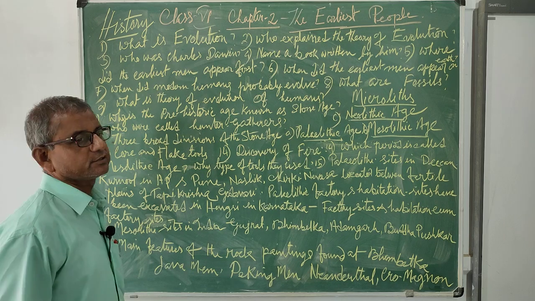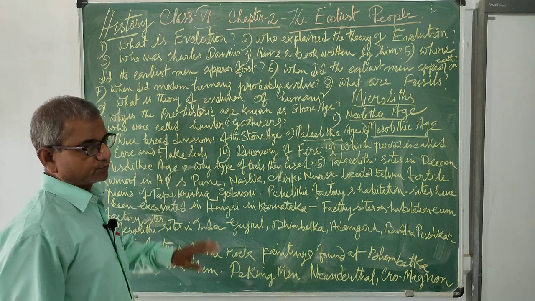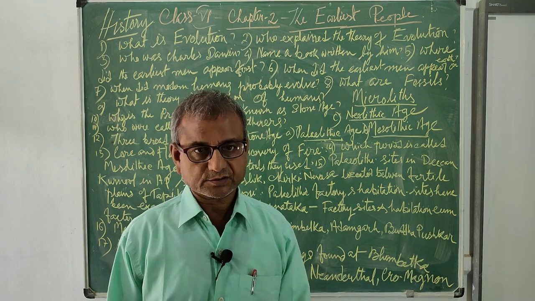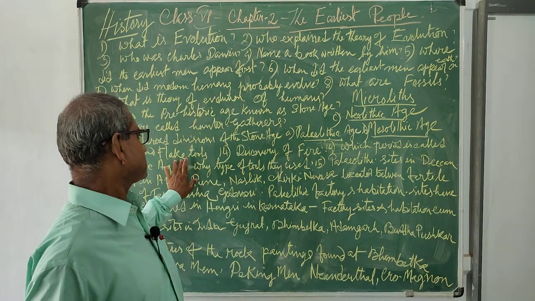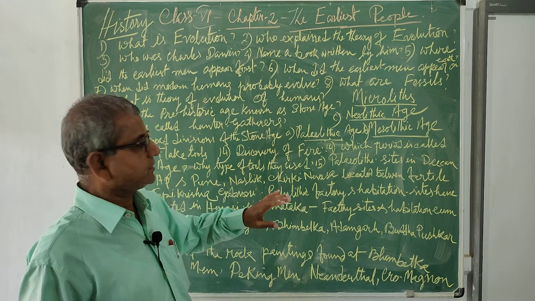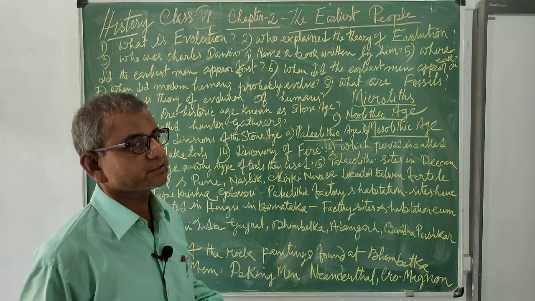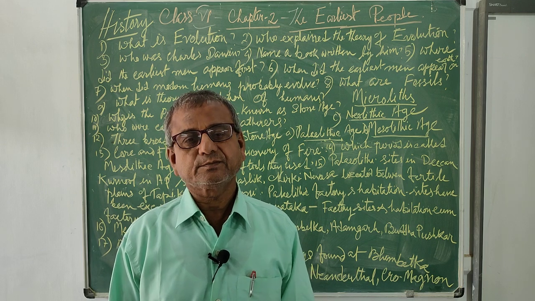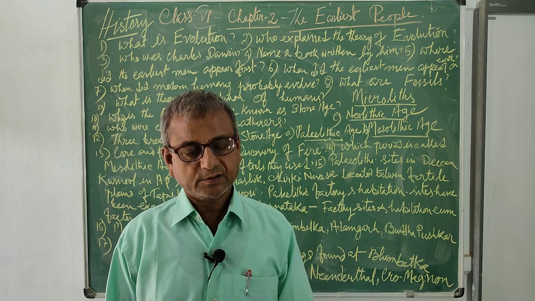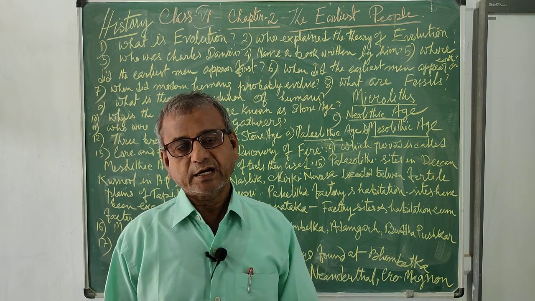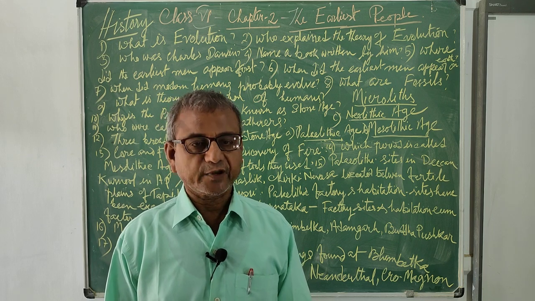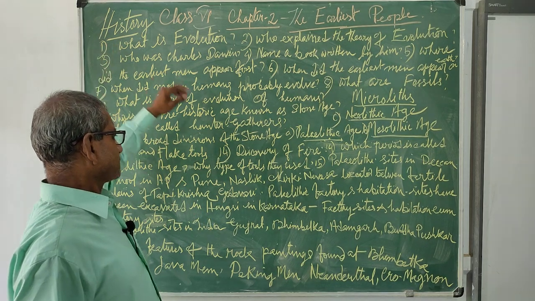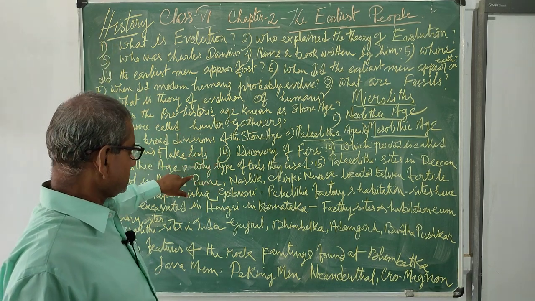And flake tools are the sharp tools which are chiseled out while making core tools. These tools are very sharp. They were used for skinning animals and also chopping up animal flesh. So these are the things we must remember.